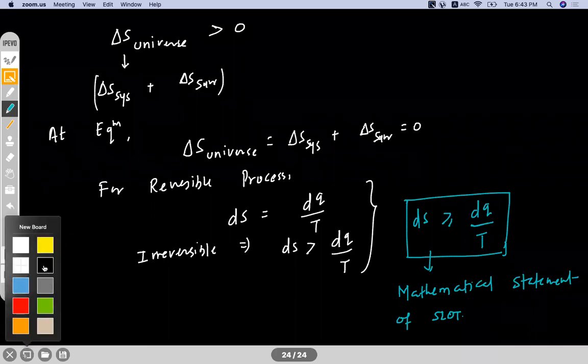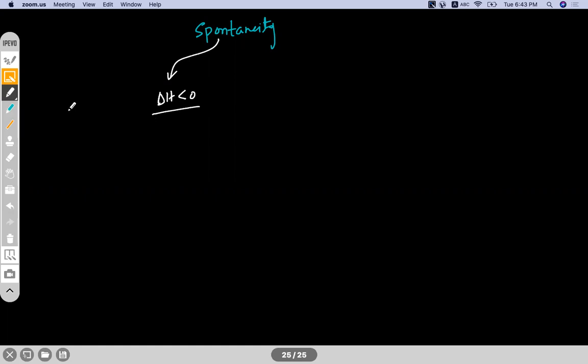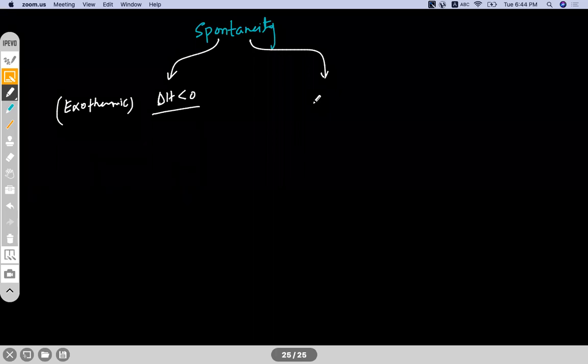Okay, now you see this. We had started all this discussion with spontaneity, that is, spontaneous process. For spontaneity, we discussed two conditions. First is that enthalpy should be less than zero, exothermic. And the second one was what? Tell me the second one. Anyone? What is the second factor for any process to be possible? Delta S greater than zero. No, that's not it. The second factor is randomness. That randomness will increase.